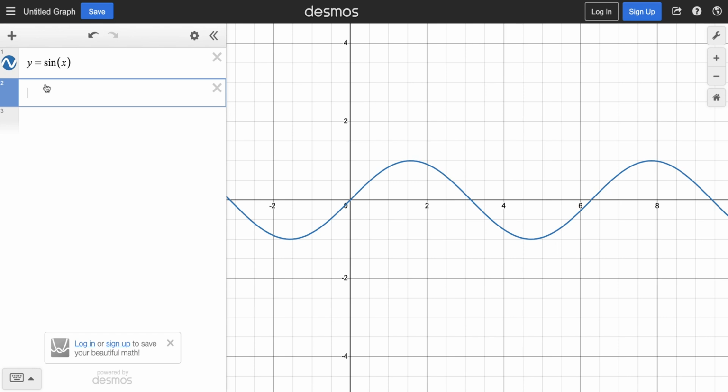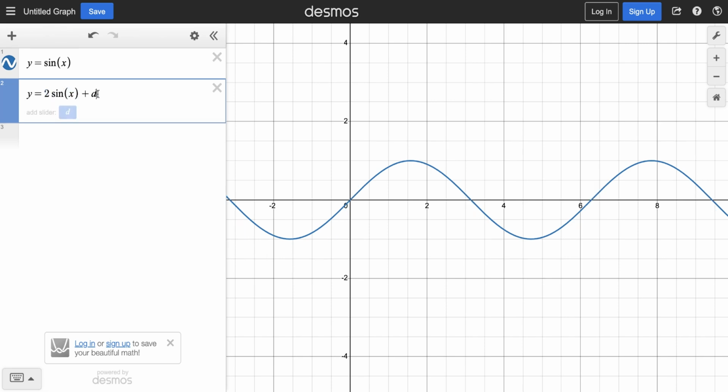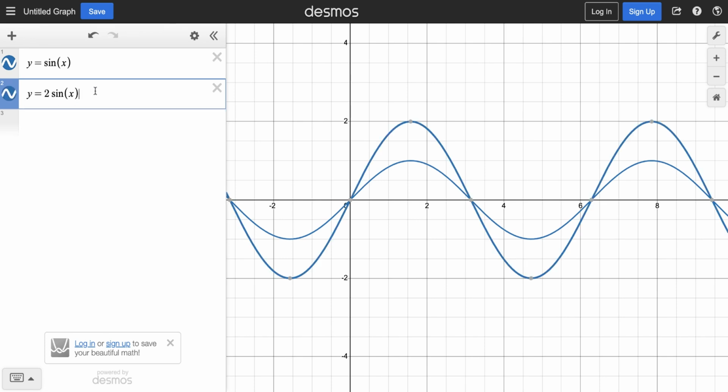So if we have y is equal to sine of x, and let's say I put a 2 in front, 2 sine of x, well, guess what? It's going to be 2 times as high as before. The distance between the highest point and the midline is now 2 times as high. Because keep in mind, this number in the front only changes the amplitude. We haven't changed the midline. The midline is the plus d at the end, but we haven't changed the value of this d, which means that only the amplitude is being affected.